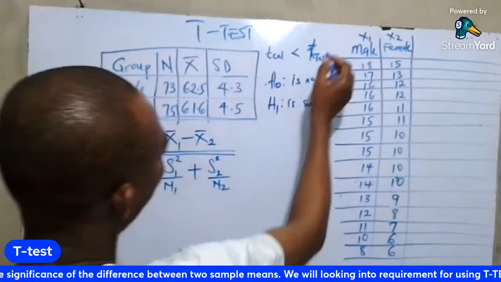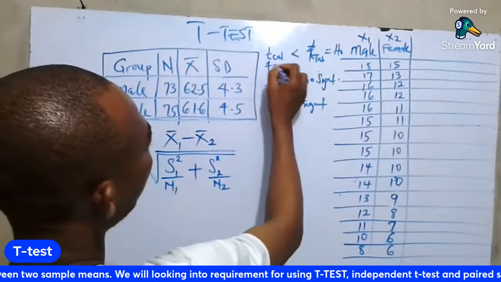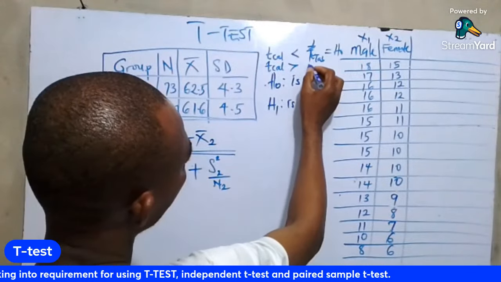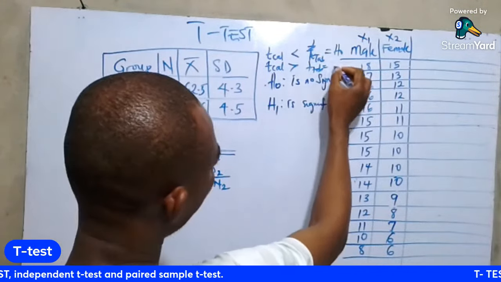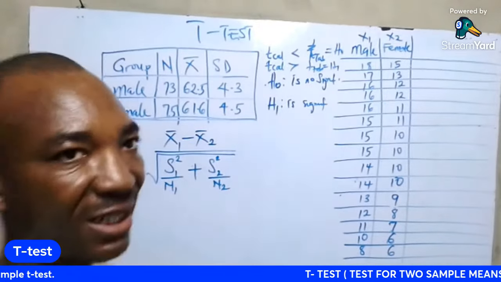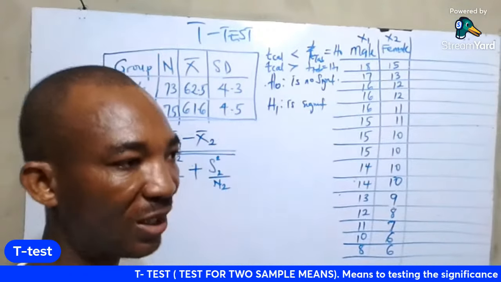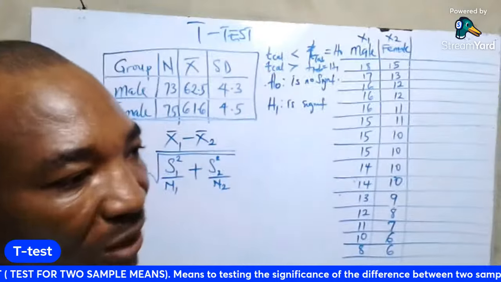But if it is greater, that means we go for H naught. But if the calculated is greater than the value we got from the table, then we take the alternative hypothesis. I hope that is clear, because I know this question has been generating different issues. At what point do you accept? At what point do you reject?